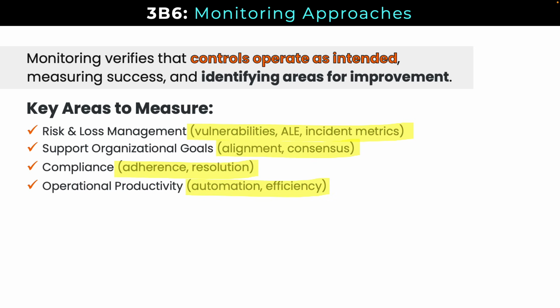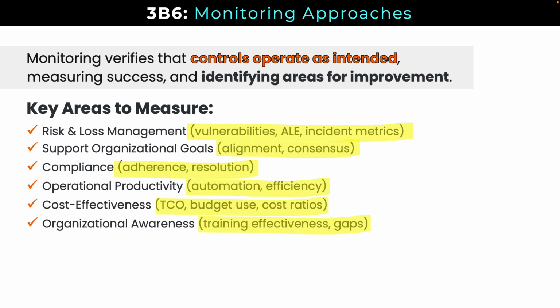Operational productivity, making sure we're using tools efficiently and employing automation where we can to maximize the consistency and the implementation of our controls and reducing manual effort. So cost effectiveness, making sure that our TCO is in line with expectations, that we're using our budget as effectively as possible, that we have that cost-benefit ratio within limits. Organizational awareness, training effectiveness, analyzing, identifying, and closing any gaps.